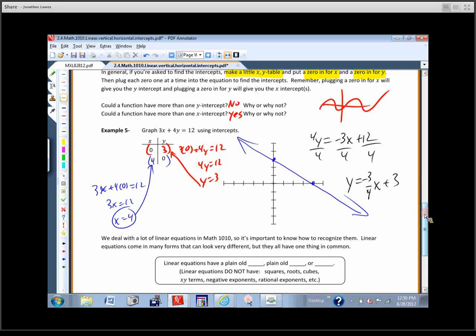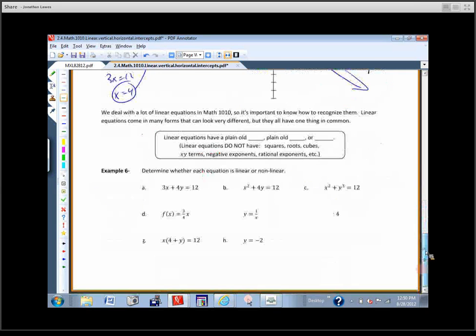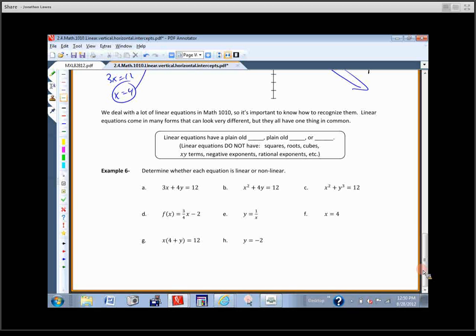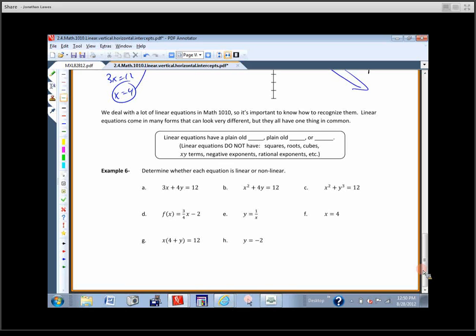Okay, all right. Let's take a look at the end of this. We're going to deal with linear equations a lot, so it's really important that we know how they work. Linear equations can come in lots of different forms. They can look kind of funny sometimes, but the basic thing is this.